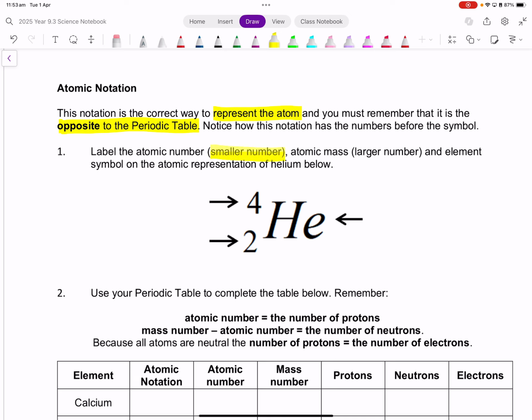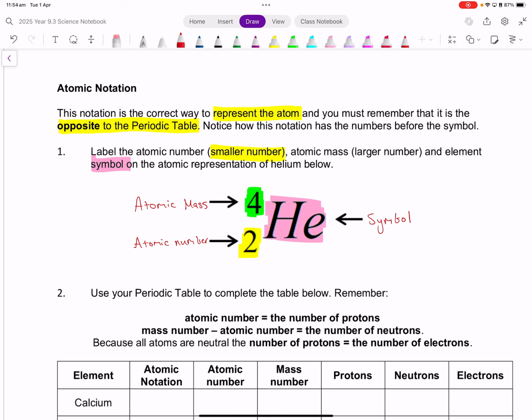So the smaller number, the number down the bottom, is the atomic number. The larger number above is the mass number. And the thing on the right is the symbol. Okay? So what element are we looking at right now? Helium. Okay? So as we label this one, the number up the top is the mass number. The number below is the atomic number. And the letters over on the right are the symbol for that particular element.